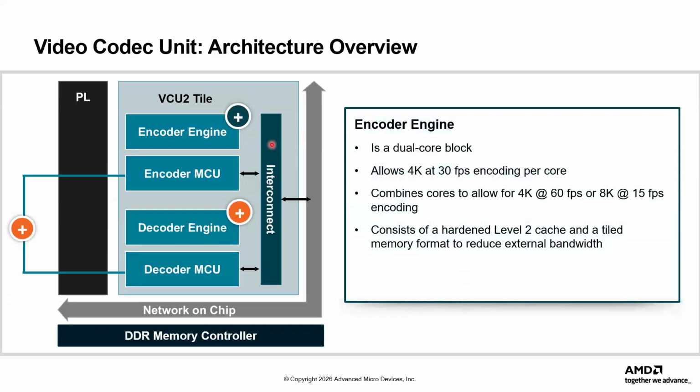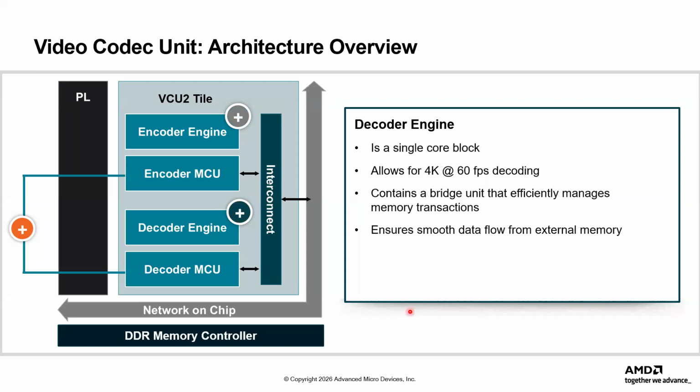So the encoder side of this is a dual core block, 4K, 30 frames per second per core. So you can combine both the cores, and now you're able to do 4K at 60 frames. And this has a hardened level 2 cache. That's also another important feature here, that in the past you might be using UltraRAM or Block RAM. This actually has a hardened level 2 cache. So that's going to give you single cycle access to memory.